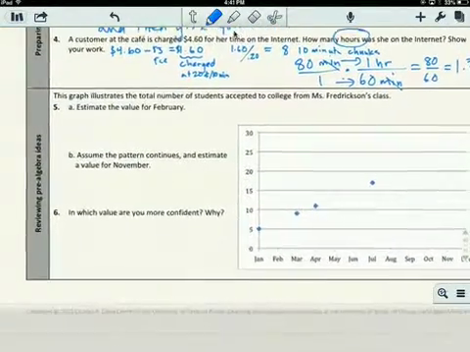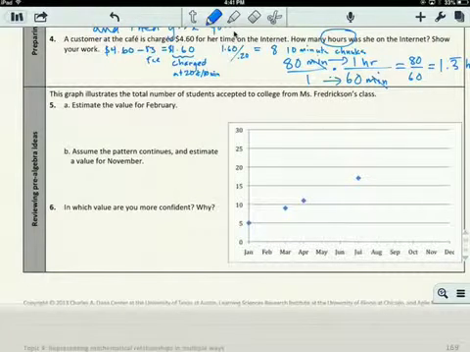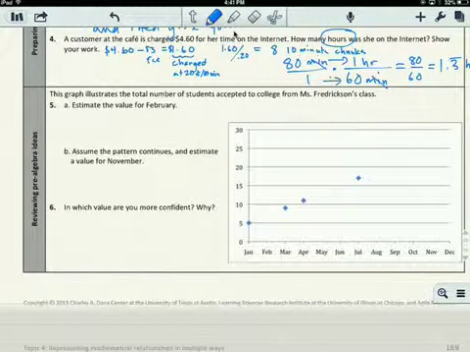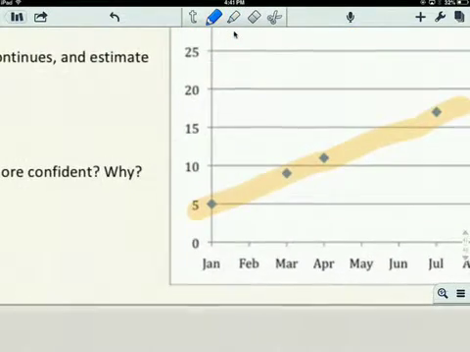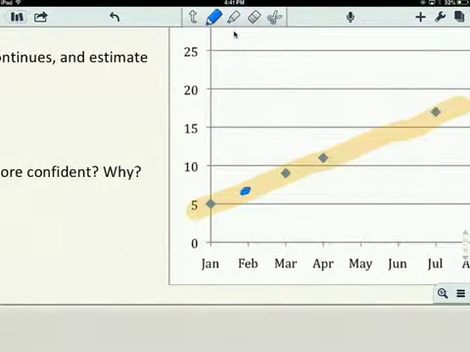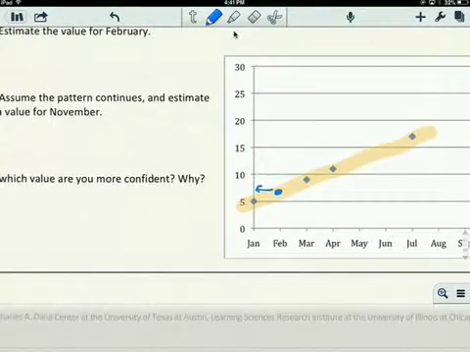This graph illustrates the total number of students accepted to college from Miss Fredrickson's class. Estimate the value for February. So something I notice is that this appears to be kind of having a pattern. So all the dots kind of fall in that highlighted area. So my estimation should probably fall in there too. And that tells me that it's about 7.